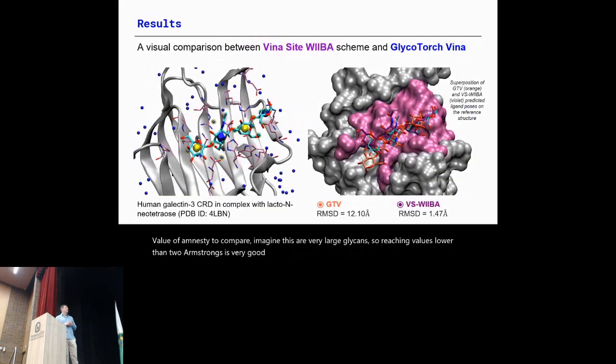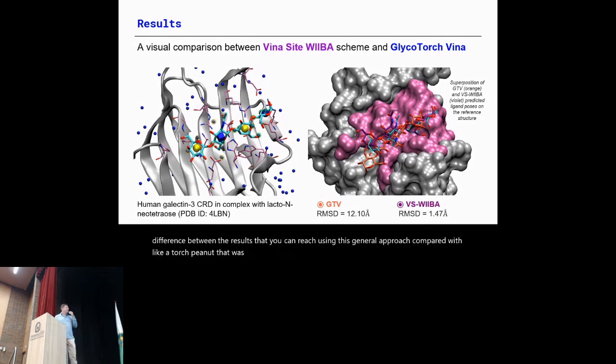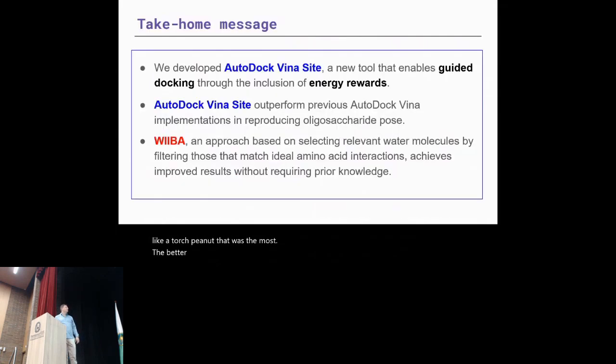Here we have an example of human galectin-3, in which we selected the waters that are in yellow, and the difference between the results that you can reach using this general approach compared with GlycoTorch Vina, which was the best performer for non-biased dockings.